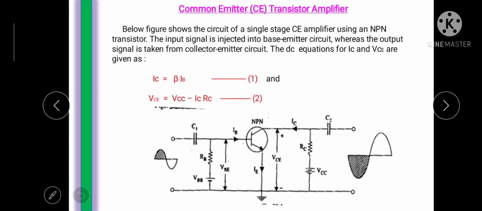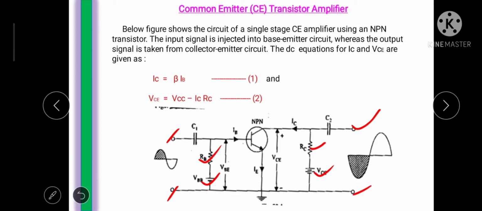As shown in this figure, VBB is the input voltage, RB is the base resistor, VCC is the collector voltage and RC is the collector resistor. In this particular case, we have to apply the input signal across the base to emitter junction, I mean to say between the base and emitter terminals, whereas the output voltage is taken from the collector and emitter terminals.